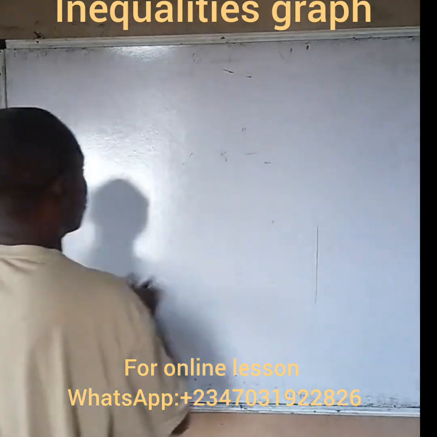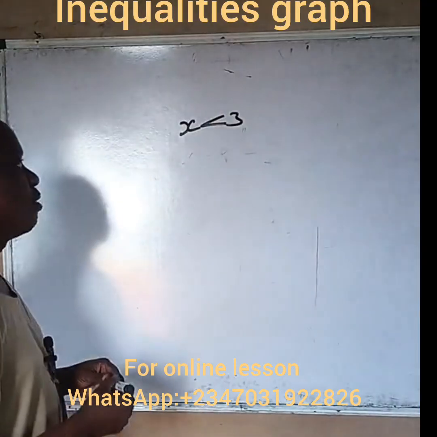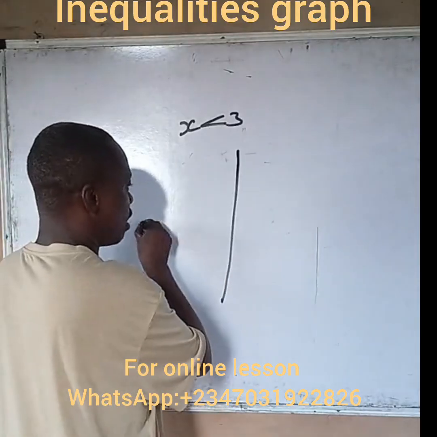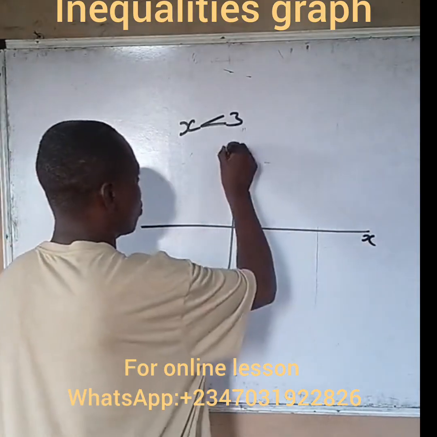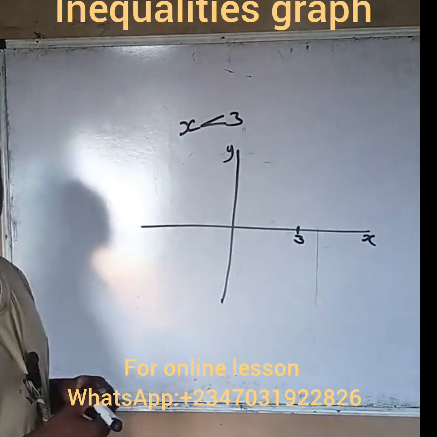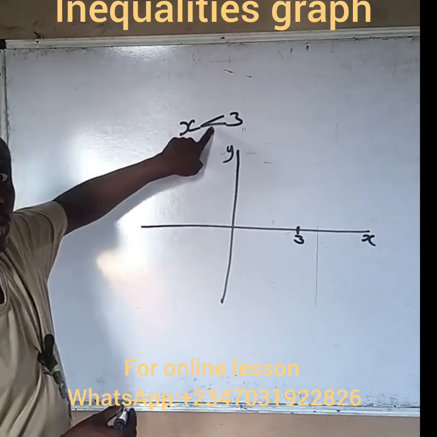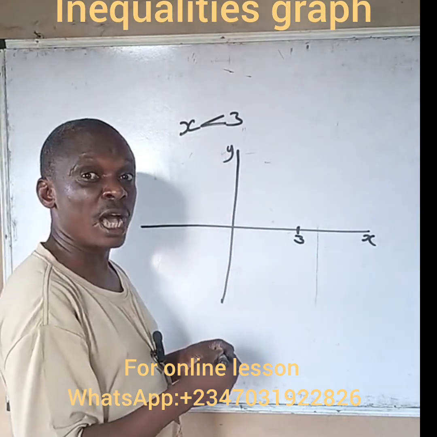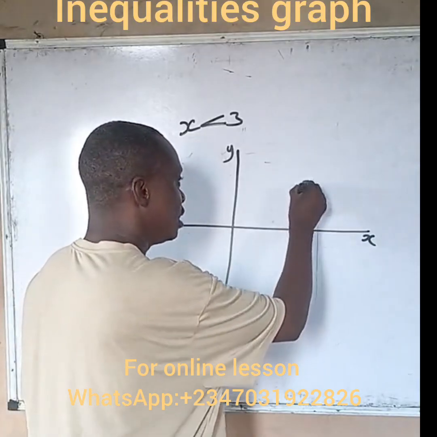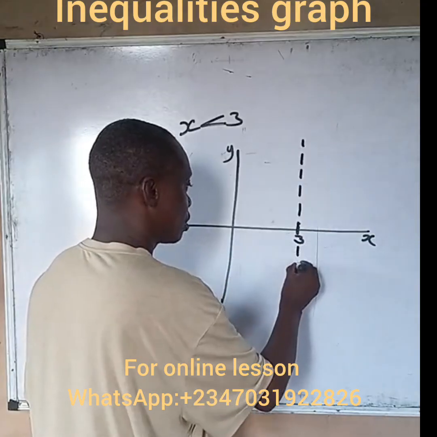Let's say they ask, okay, x is less than 3. If you draw the line of x is less than 3, this is our x-axis, y-axis. Let's say here x is 3 there. Now when I say x less than 3, this is where your x is 3. Because they did not put or equal to, you will take a ruler and draw a broken line across the 3, a broken line, not a full line.